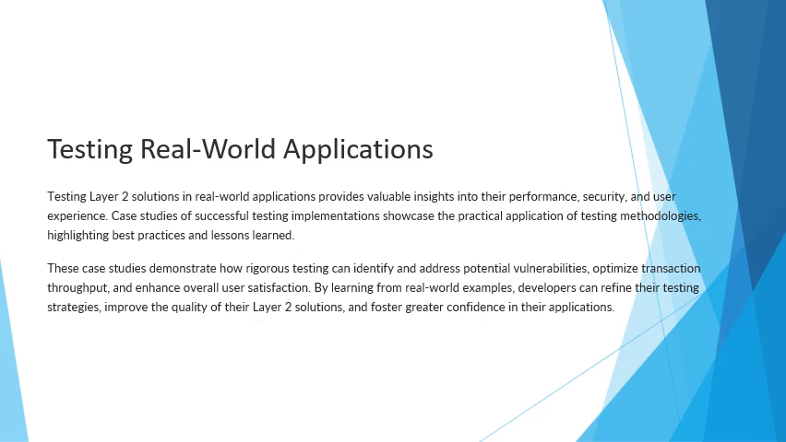These case studies demonstrate how rigorous testing can identify and address potential vulnerabilities, optimize transaction throughput, and enhance overall user satisfaction. By learning from real world examples, developers can refine their testing strategies, improve the quality of their layer 2 solutions, and foster greater confidence in their applications.